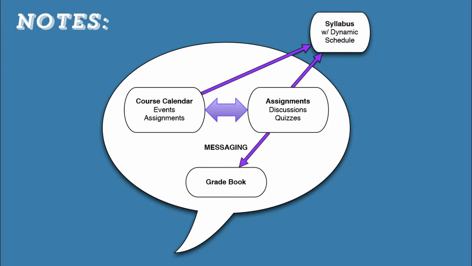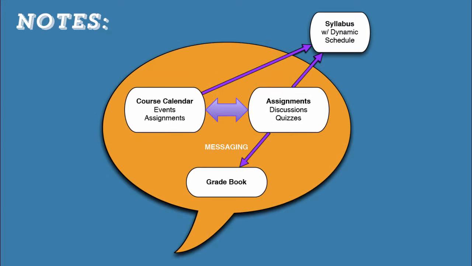These 4 tools are all linked together in such a way that if you change something using one of them, like changing the date of an assignment, for example, your action tells Canvas to make updates throughout the course and to notify students about the change.